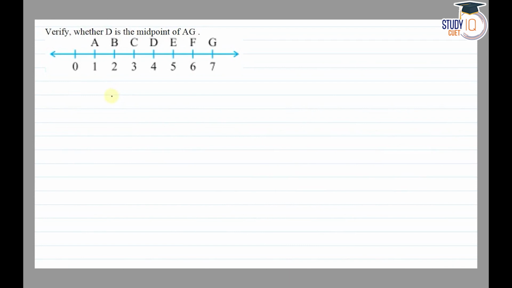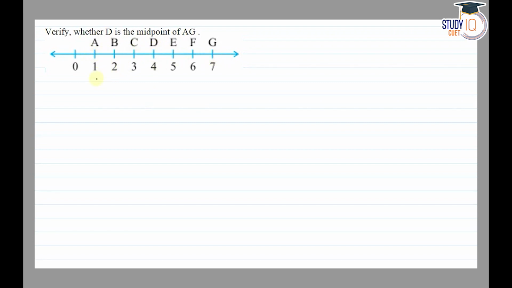Hello everyone, this question appears in Class 6 NCERT chapter of Understanding Elementary Shapes. This is fifth question of its exercise 5.1. So the question says that verify whether D is the midpoint of AG. So हमें verify करना है D is midpoint है line segment AG का.